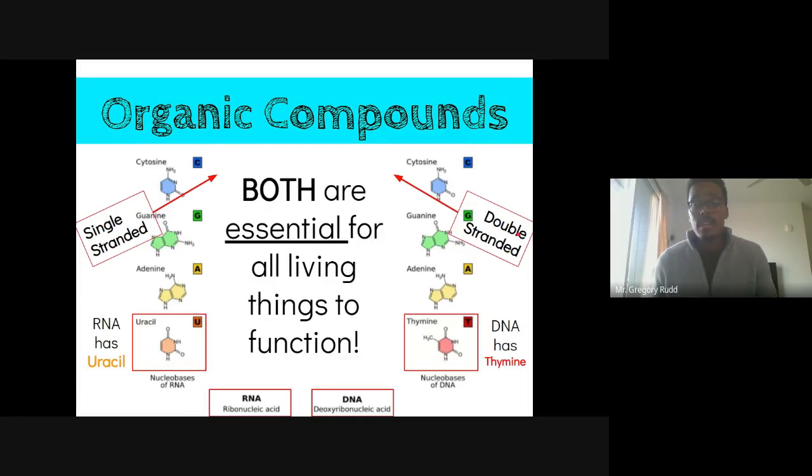All living things need to be able to carry their genetic information with DNA and RNA. So you will see DNA present in all living things. Doesn't matter if it's a human being or a sloth or an ant or a sea urchin or a piece of coral or a bacteria. You will see DNA present and RNA present in all life forms. This is absolutely essential.